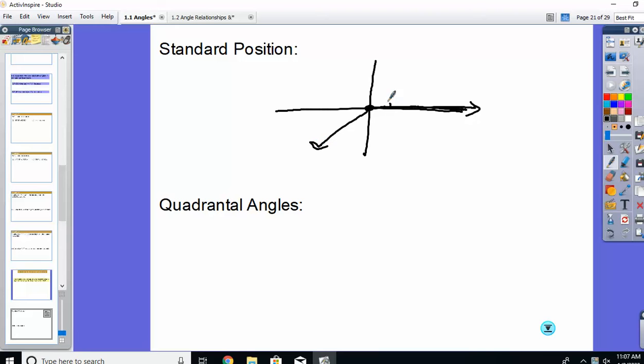So maybe look at something like this. But the key to be in standard position, you have to have vertex at the origin, initial side on the positive x-axis. So that is always how we are going to measure our angles.